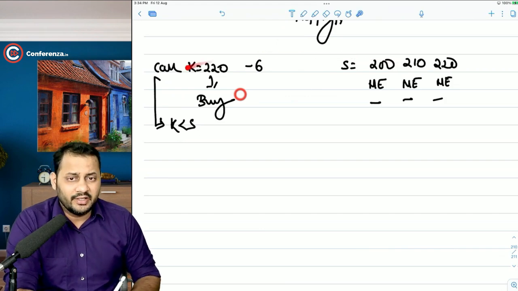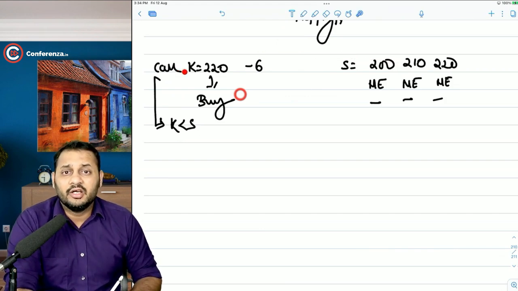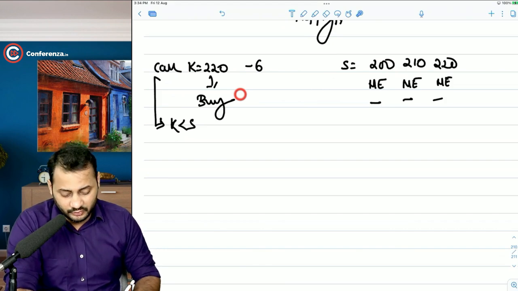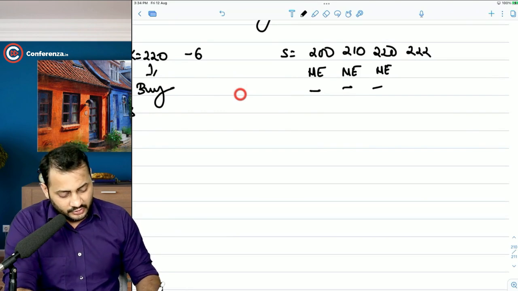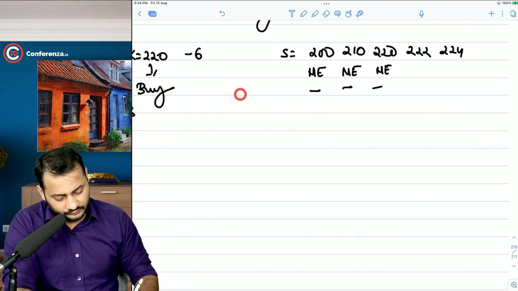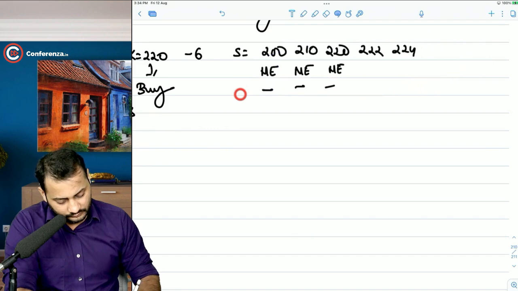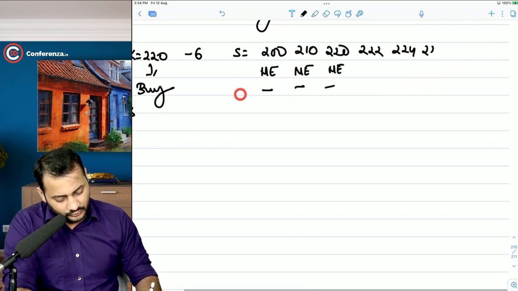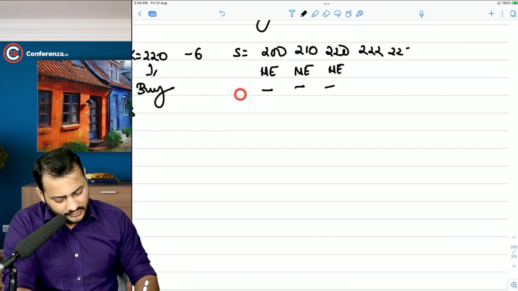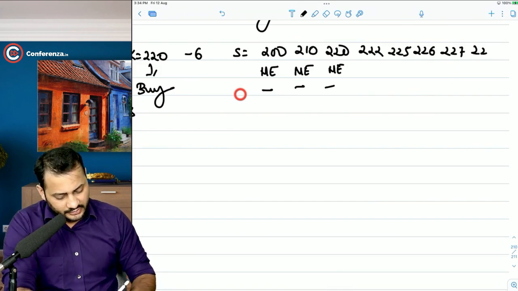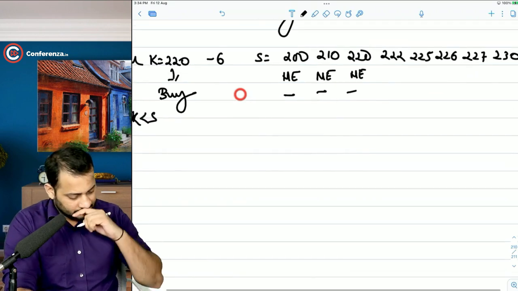See, buying at 220 and selling at 220, what is the benefit in that? In fact, you are wasting your time in exercising the option. Time also has value. Now, if you go to 222, 224, 225, 226, 227, 228, or let's take 230.